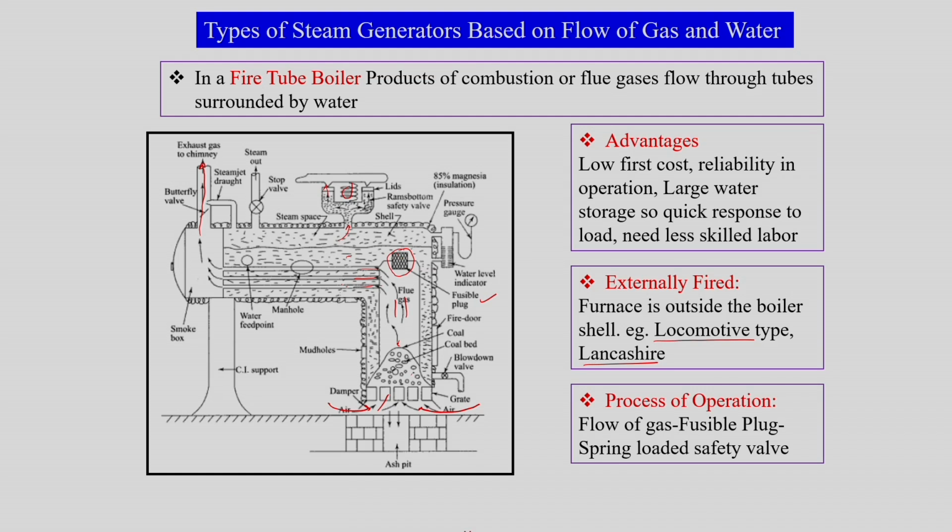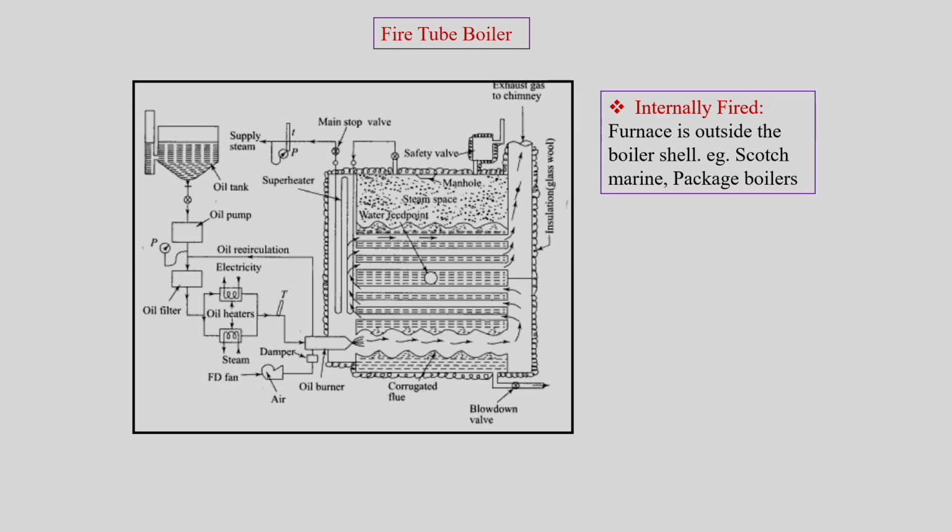Then there are other operational units or parts, such as the pressure gauge and the water level indicator. All these things are an integral part of the boiler. Then the internally fired fire tube boiler will have the shell and furnace integrated with each other. An example is the Scotch marine boiler or package boiler.